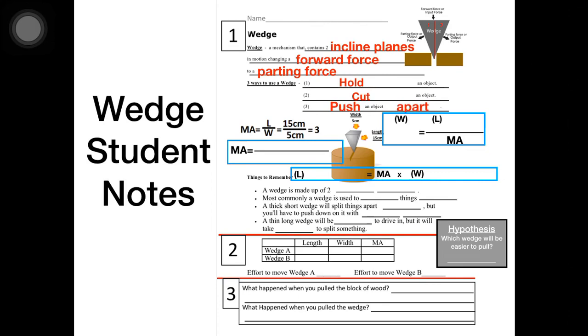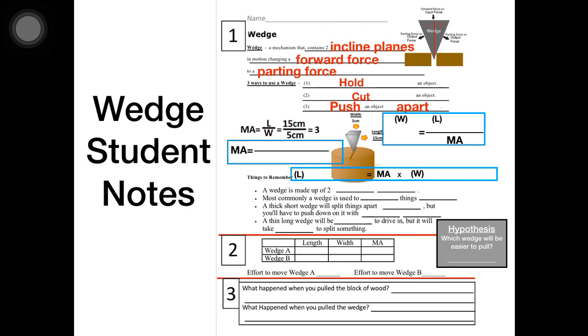Okay? Next we see here our example of the formula. MA, meaning mechanical advantage, equals length divided by width. And if you were to use the numbers that are here with our diagram in the middle, 15 centimeters is the length and 5 centimeters would be the width. So 3 would be your mechanical advantage for this little example here in the middle of the page.